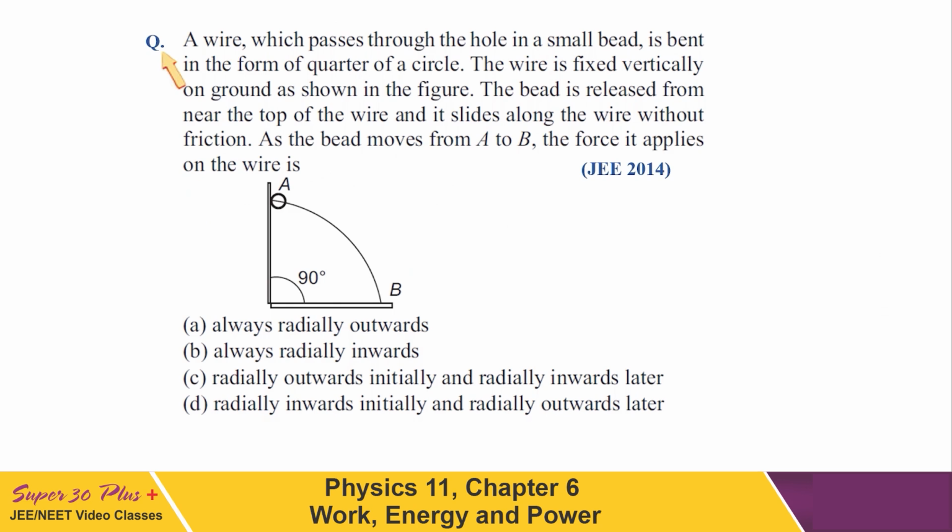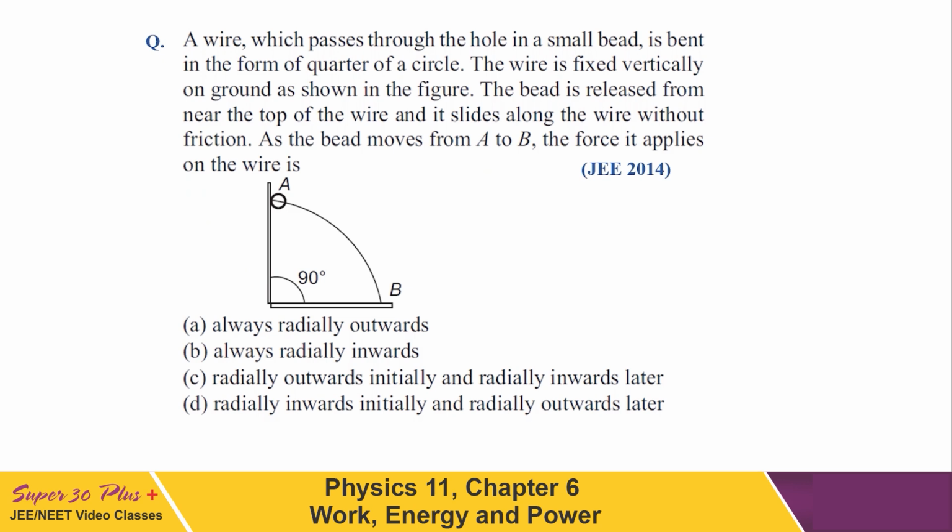In the next question, a wire which passes through the hole in a small bead is bent in the form of a quarter of a circle. The wire is fixed vertically on the ground as shown. The bead is released from near the top of the wire and it slides along the wire without friction. As the bead moves from A to B, the force it applies on the wire is. Now we have to check what is the force applied on the wire as the bead is moving from A to B and in what direction it will be.